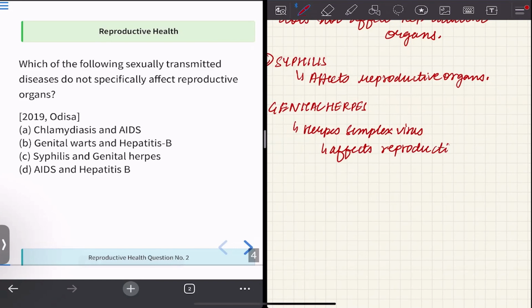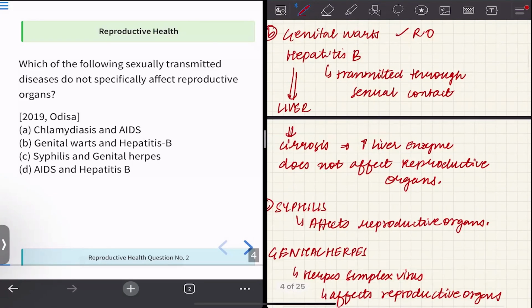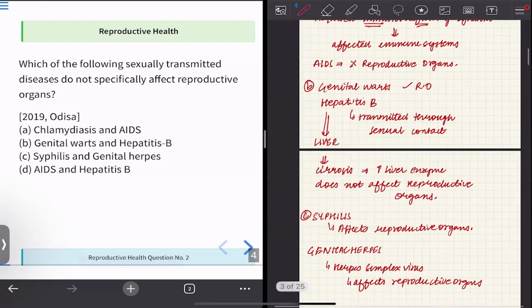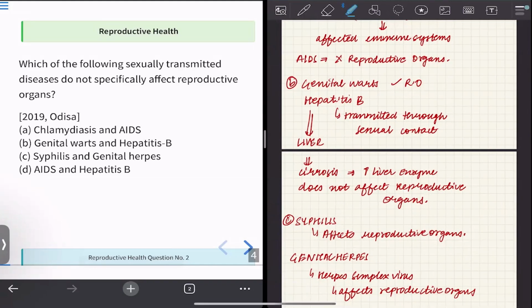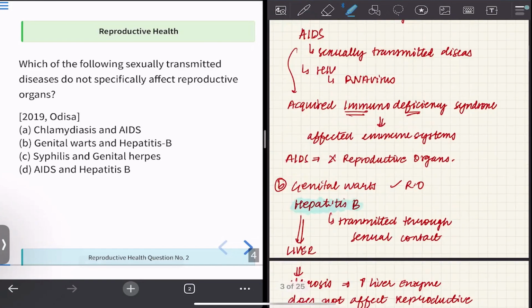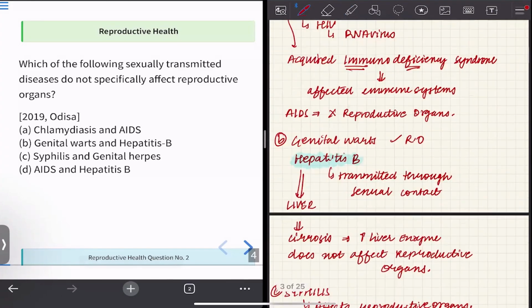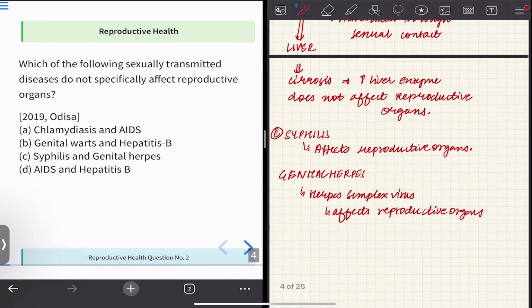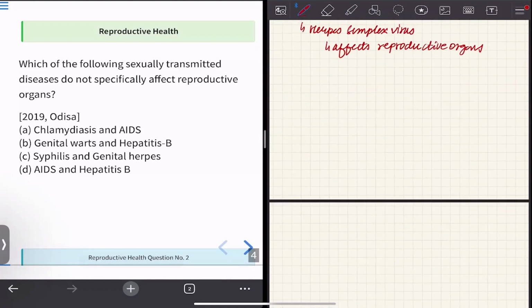Till now, there have been just two of the infections that do not affect our reproductive organs, that is either hepatitis B or AIDS. So, option D, which consists of both of these options, is the right one. Hepatitis B and AIDS are transmitted through sexual contact, but they do not affect our reproductive organs.